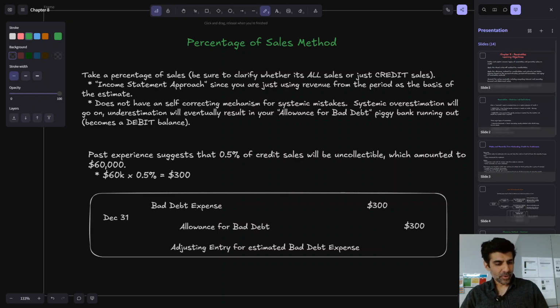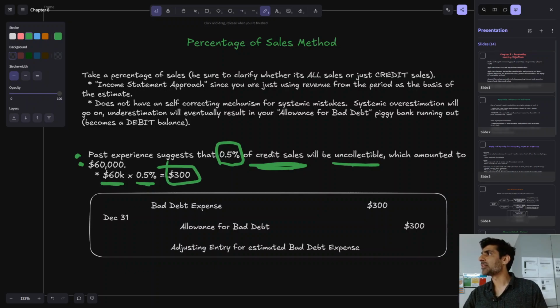So in this example, past experience suggests that 0.5% of credit sales, which is again very clearly written here, will be uncollectible, and the credit sales are $60,000. So the amount of bad debt expense is going to be this 60,000 times this 0.5%, and this gives us how much bad debt expense to take. So it's a very simple kind of method. The hard part is coming up with this.